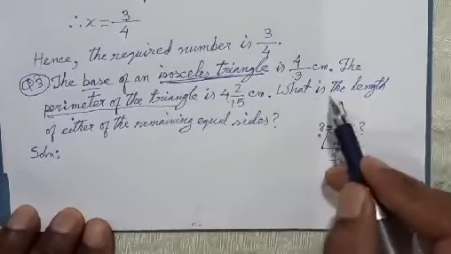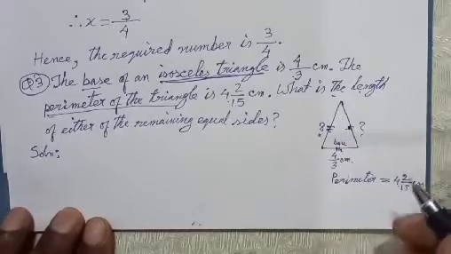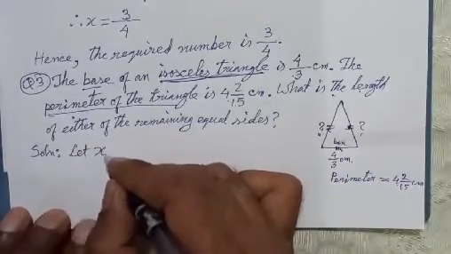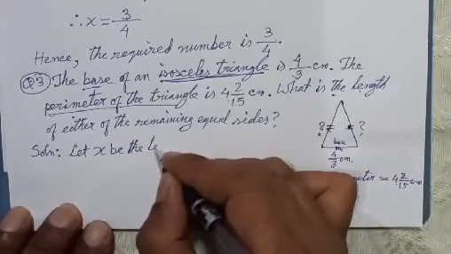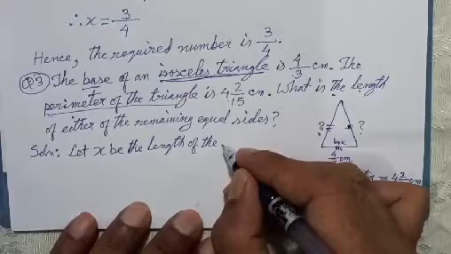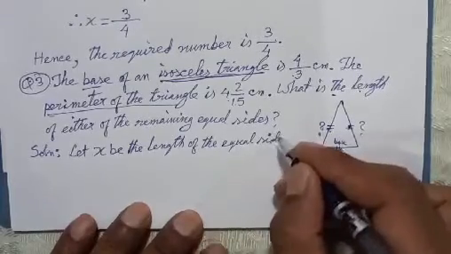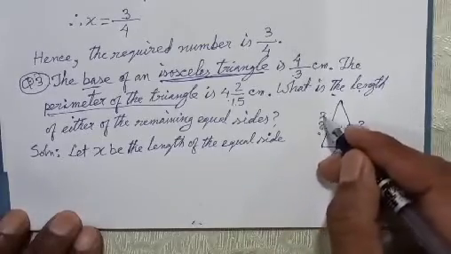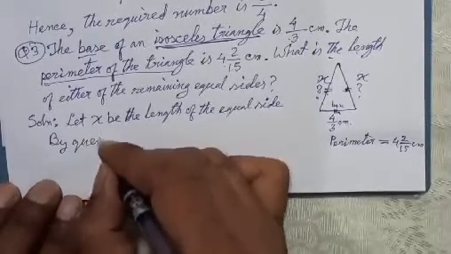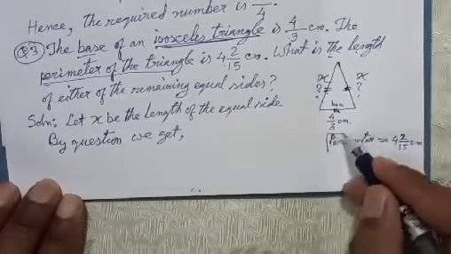So the question says that we have to find out the length of either of the equal sides, this side and this side, these two sides. We have to find out its length. So first of all, let the length of the equal side be x. Let x be the length of the equal side. That means we are taking this side also x, this side also x. Now by the question we get, we have to use this.